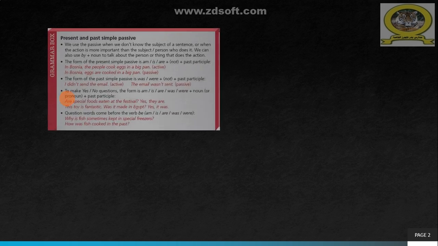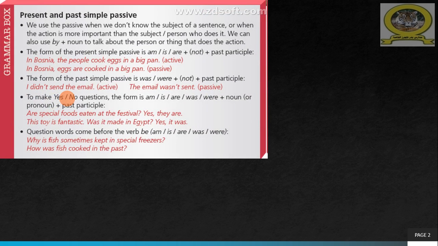In Lesson 2, it's structure time, or rule time. Our structure today is the present and past simple passive. We use the passive when we don't know the subject of a sentence, or when the action is more important than the subject, the person who does it.